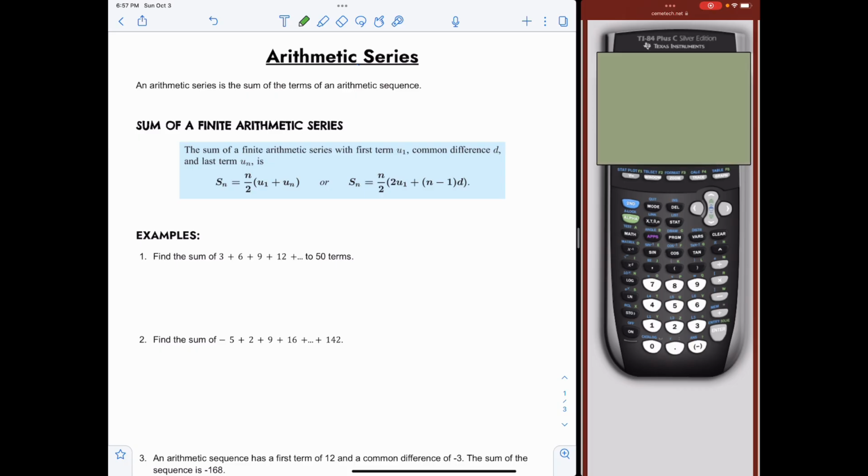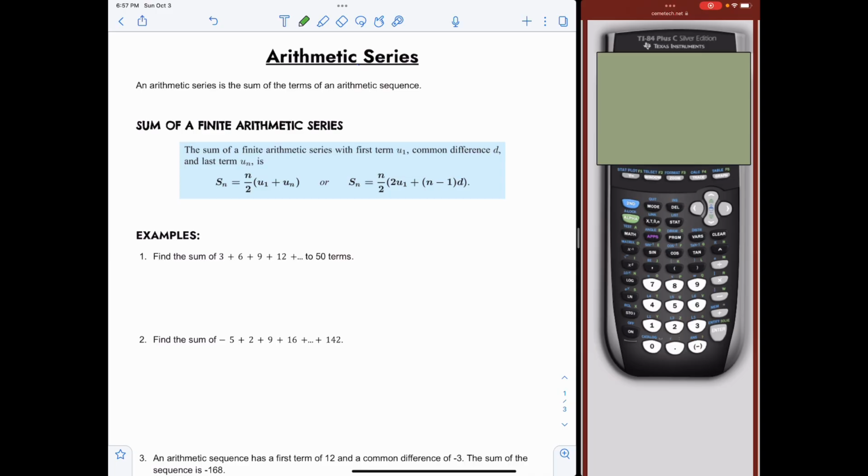The first formula states that the sum of n terms is equal to the number of terms divided by 2 times the sum of the first term and the final term in the sequence. Or you can have the sum of n terms is equal to the number of terms divided by 2 multiplied by 2 times the first term plus the number of terms minus 1 multiplied by the common difference. So let's look at some examples.